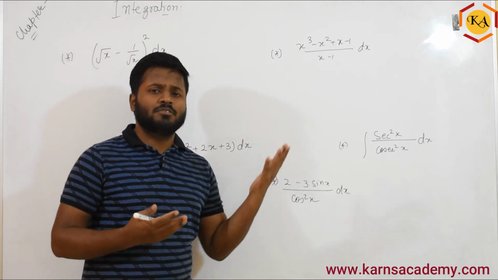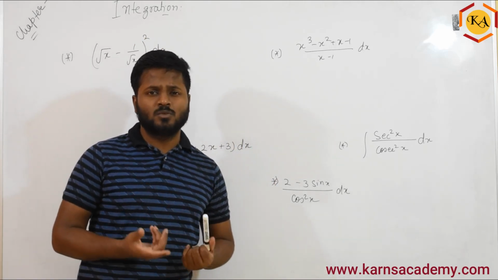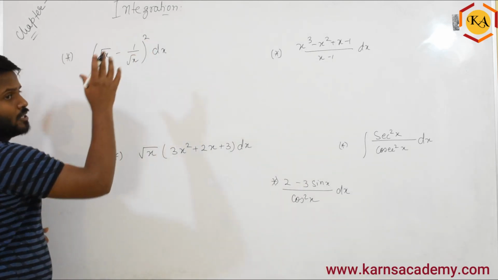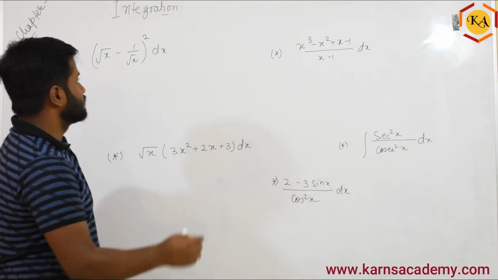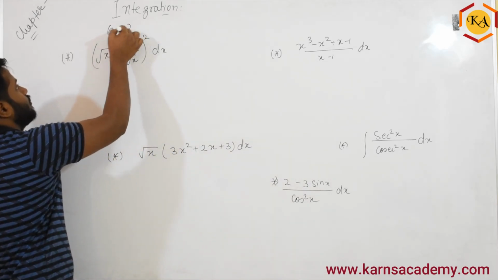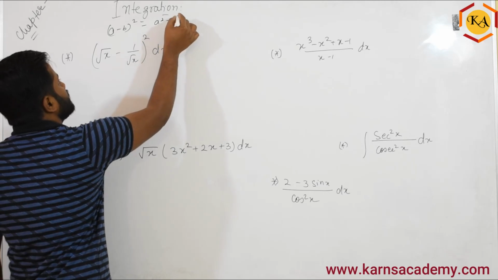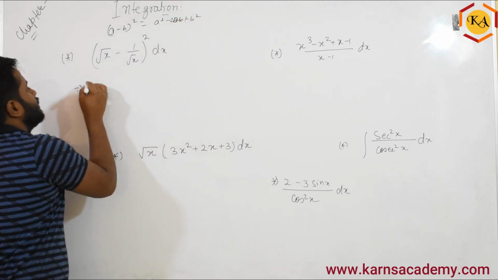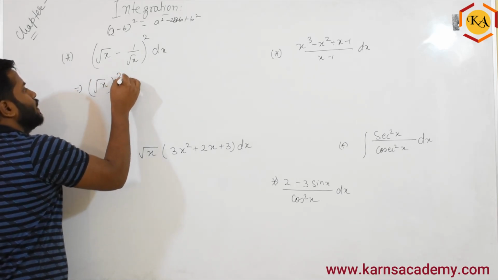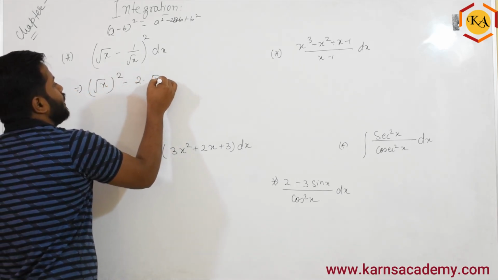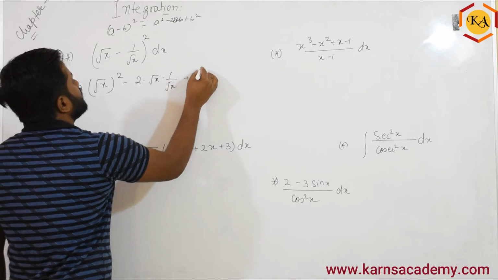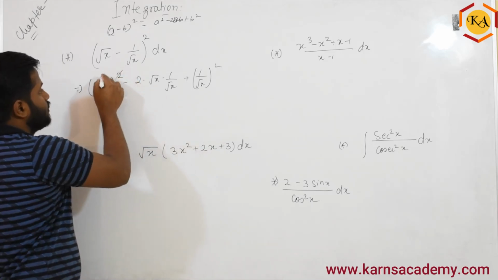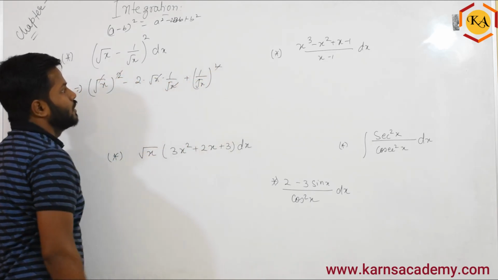If it is differentiation, definitely you will apply the chain rule. But since here there is no chain rule, I told you we have to simplify. So what are we going to do? First thing, we are going to open the bracket. So how do we open? Normal a minus b whole square formula, that is a square minus 2ab plus b square. Similarly here, root x the whole square minus 2 into a into b plus 1 by root x the whole square. Correct? Square and root get cancelled, root x cancel, here also square gets cancelled.